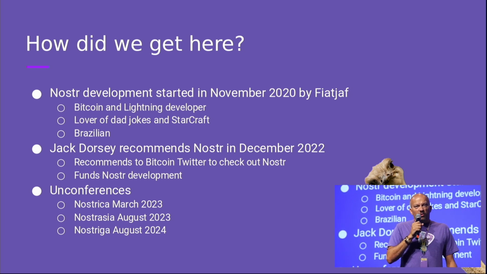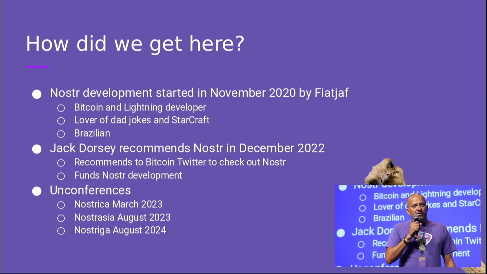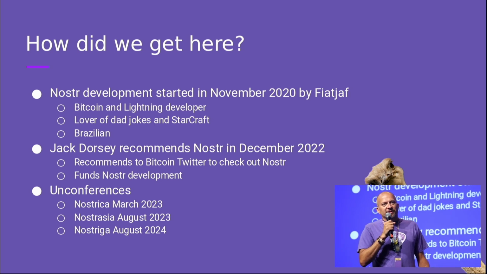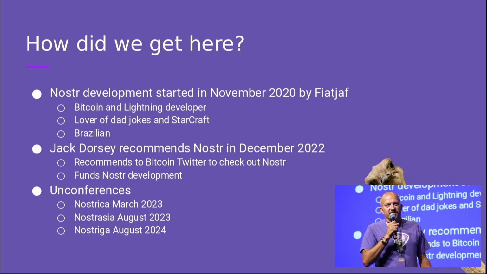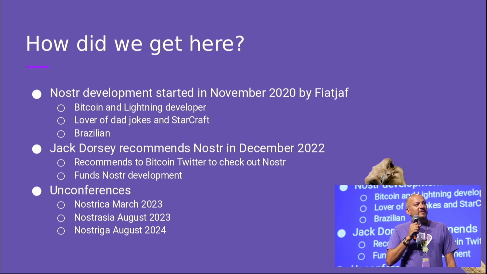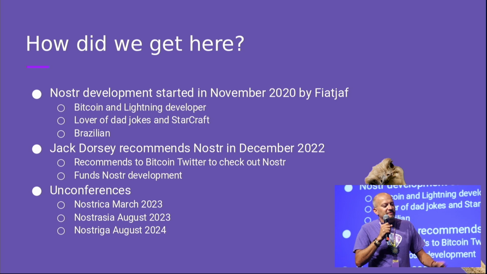So how do we get here? Nostr's a lot older than a lot of people realize. It started in November of 2020 by a guy by the name of Fiat Jeff. He did the first commit, I think, on November 7th. And he's a Bitcoin and Lightning developer. And he's a lover of dad jokes, as I am as well. He loves StarCraft. And he's Brazilian, and that's all we know about him. And that's all that matters.